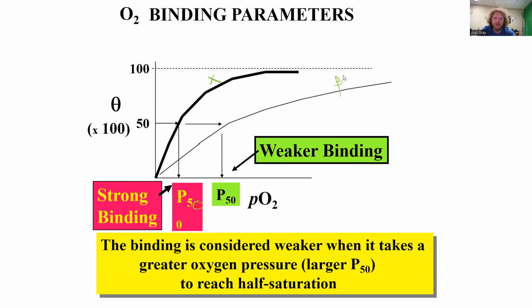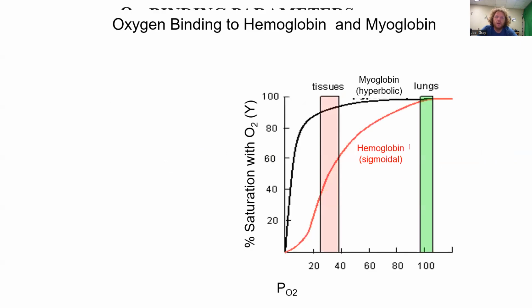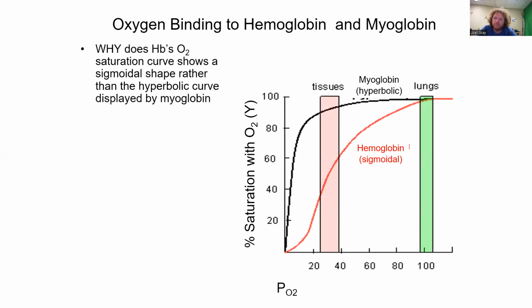This is something that's kind of tough to wrap your mind around, but I think it's very important to consider that, think about these things as inverse. Low P50, high affinity for O2. High P50, low affinity for O2. Now, oxygen binding when you compare hemoglobin and myoglobin.